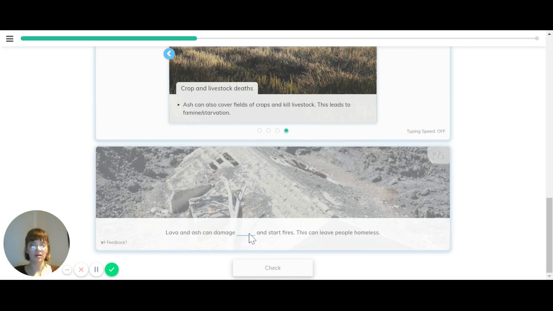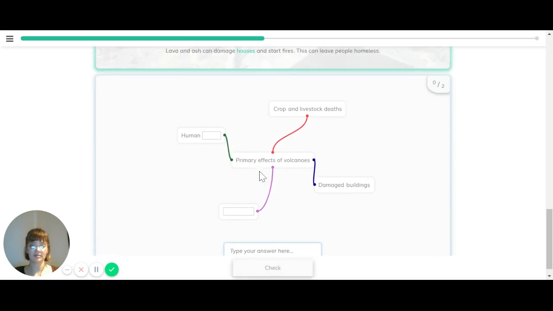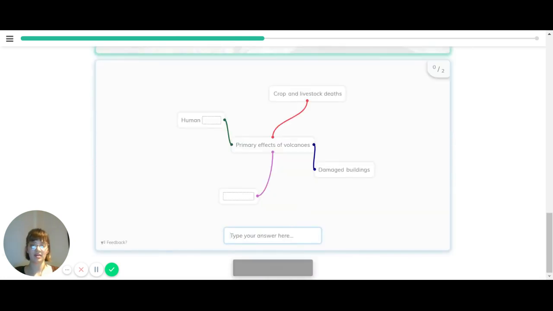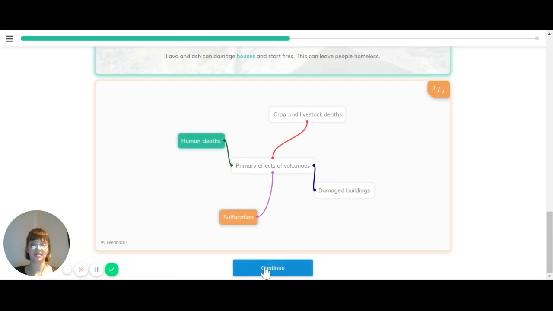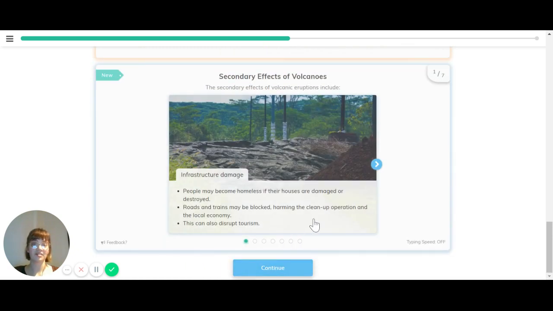So just to recap, lava and ash can damage buildings and start fires. This can leave people homeless. Other primary effects of volcanoes are human deaths, crop and livestock deaths, and suffocation. Then after the primary effects, we're looking at the secondary effects.